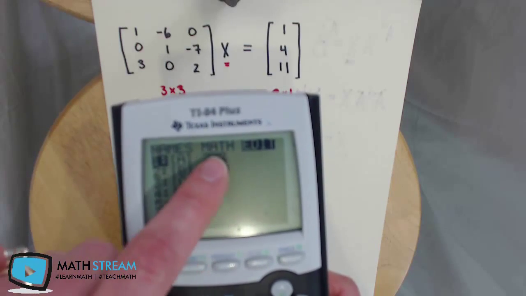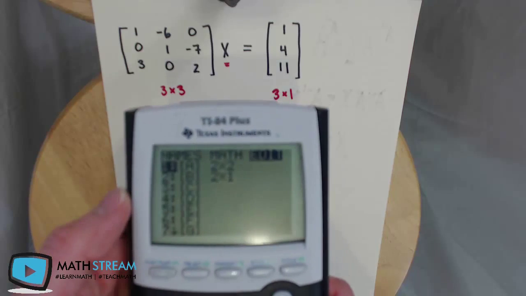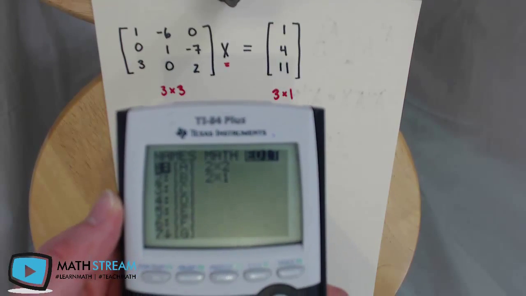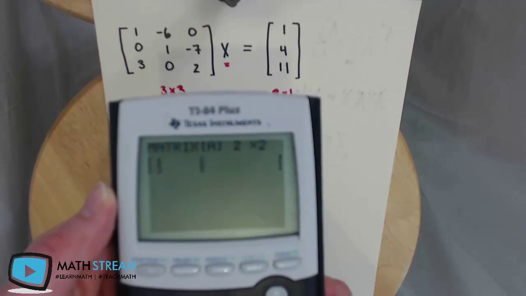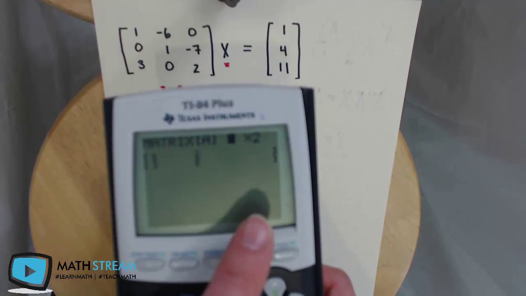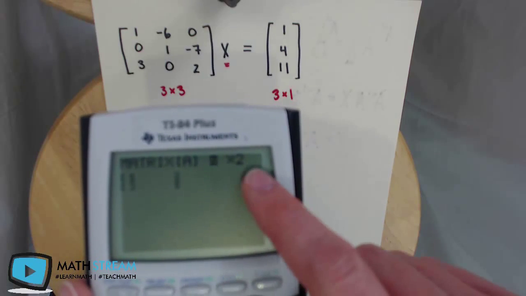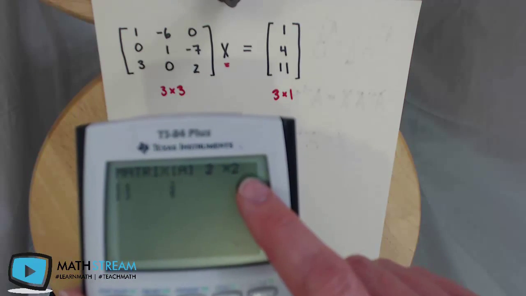Mine, I already have information edited there. It says 2 by 2. Yours might be blank, and that's fine. So just press enter, and it will give you a choice for matrix A. And I don't know what your default might be for dimensions, but up here at the top is where we want to write 3 by 3.